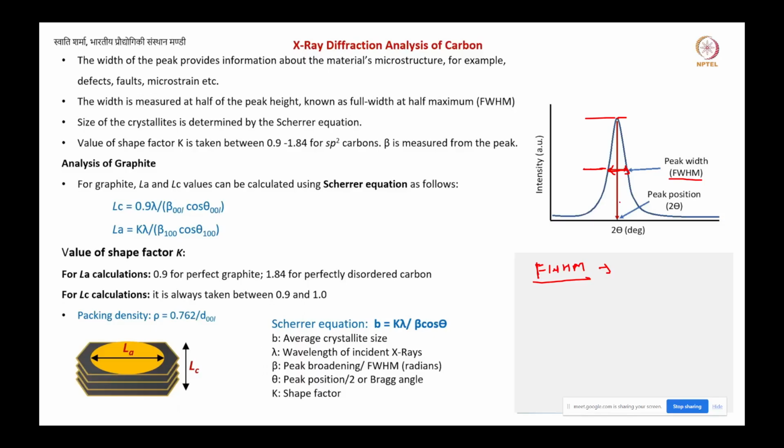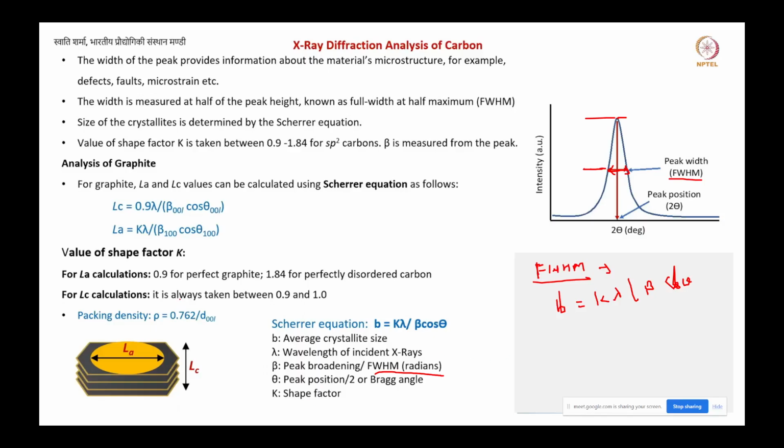Okay, so there is a very crucial equation called the Scherrer equation, and that will give you the crystallite size. So you can see here B equals K lambda divided by beta cos theta. B is your average crystallite size. You know the wavelength of your incident X-ray. Beta is your peak broadening, the FWHM, full width half maximum, which I have explained. Peak position theta you would already know from this, and K is your shape factor, that is your constant.